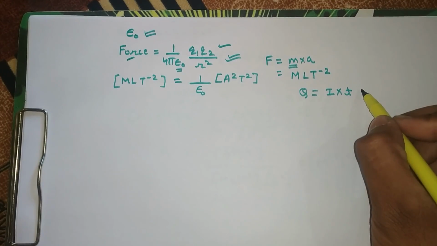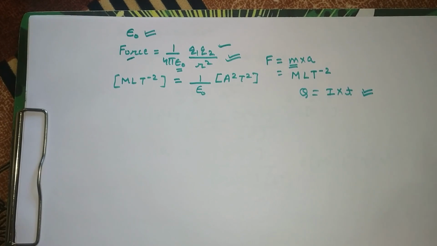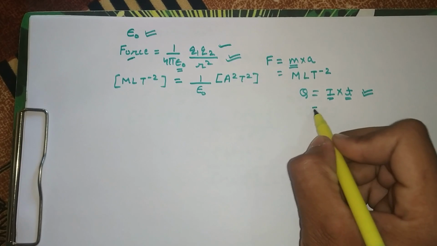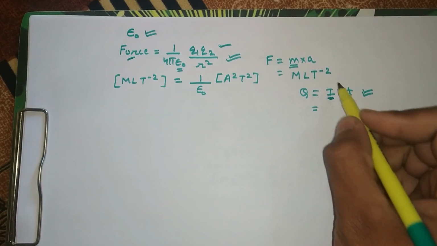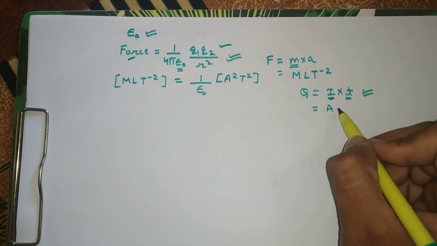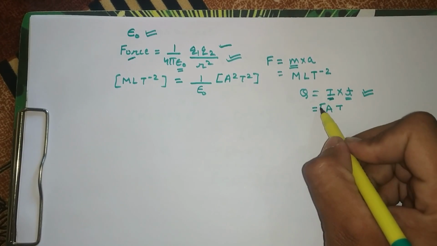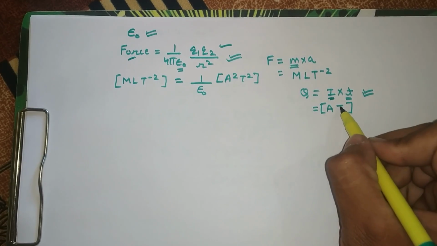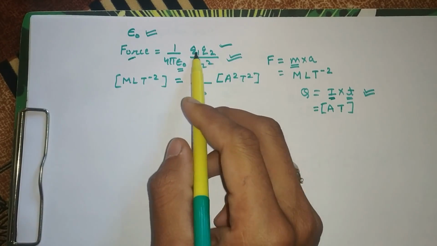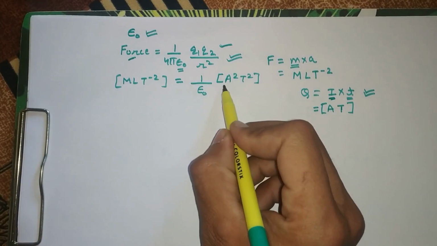This is the formula for charge. I is current and t is time. The dimensional formula of current is A and the dimensional formula of time is T. So the dimensional formula of charge is AT. So we write it as A square T square because there are two charges in product.